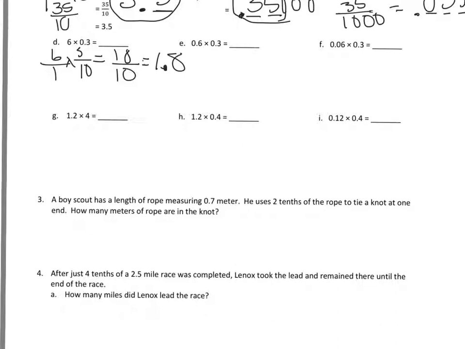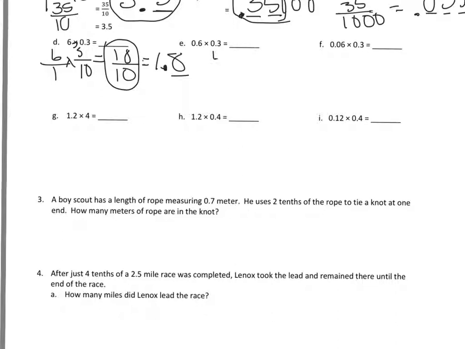Okay, so I went ahead and did the first one. I have 6/1, because remember that's a whole number, so we're going to make it into a fraction, times 3 tenths. 6 times 3 is 18. 1 times 10 is 10, so I have 18 tenths. Because it's tenths, I can only have that one spot after the decimal, so it's 1.8.